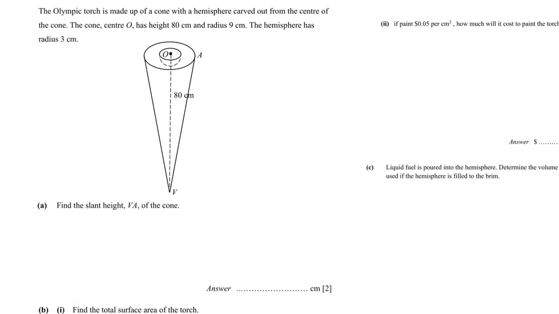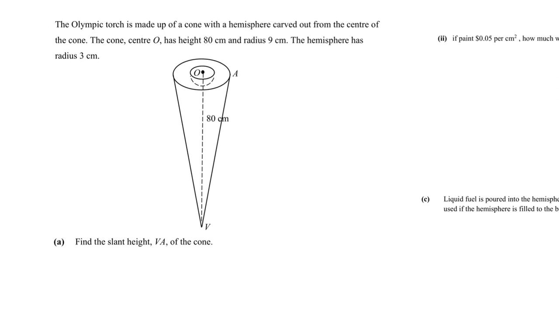Hello everyone, welcome to this question where we are given an Olympic torch that is made out of a cone with a hemisphere carved out from the center. So let's zoom in. We have a big cone and a hemisphere. The hemisphere is here, that is carved out, removed. Find the slant height of the cone, VA.